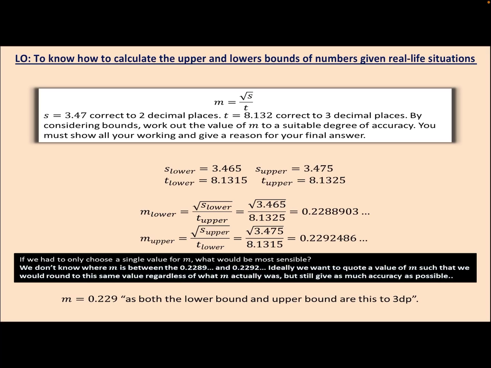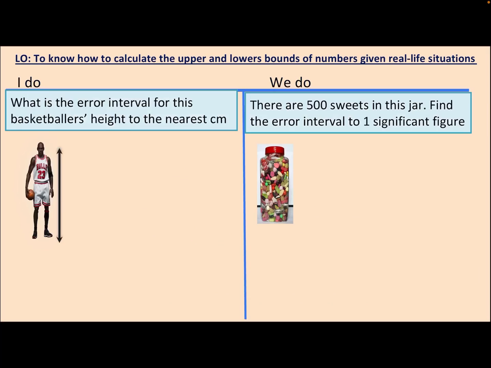So now let's move on to I do, we do practices. So I hope this gives you a feel for what we're going to be doing. So we're going to start off with this question. What is the error interval for this basketballer's height to the nearest centimetre? Well, firstly, the height is 198 centimetres. And we're going to have to find the upper and lower bound for it.